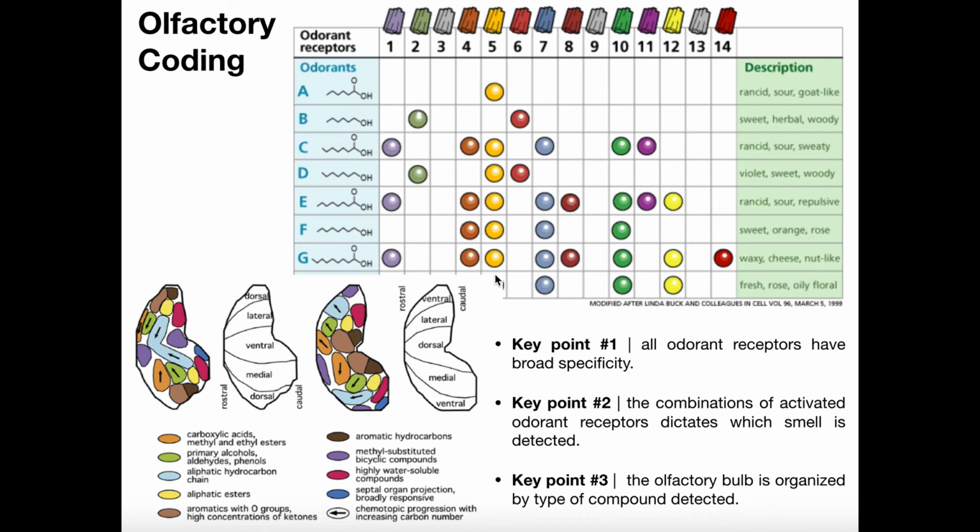Okay? And if you look at all these compounds, they certainly look different. All right? And that's how we differentiate different smells. And this combination of different odorant receptors being activated is called olfactory coding. And then key point number 3 here, which is not as important as this, but it's also kind of interesting, is that the olfactory bulb is organized by the type of compound detected.